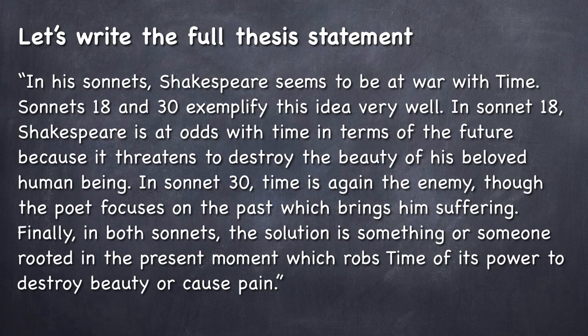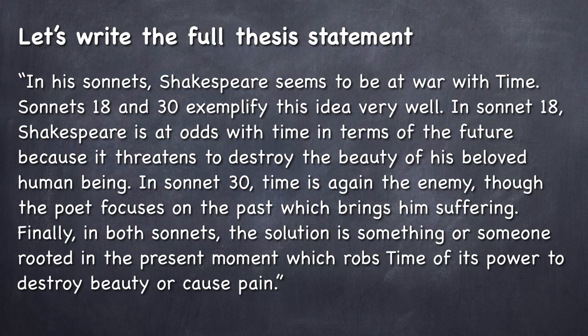In his sonnets, Shakespeare seems to be at war with time. Sonnets 18 and 30 exemplify this idea very well. In Sonnet 18, Shakespeare is at odds with time in terms of the future because it threatens to destroy the beauty of his beloved human being. In Sonnet 30, time is again the enemy, though the poet focuses on the past which brings him suffering. Finally, in both sonnets, the solution is something or someone rooted in the present moment which robs time of its power to destroy beauty or cause pain.